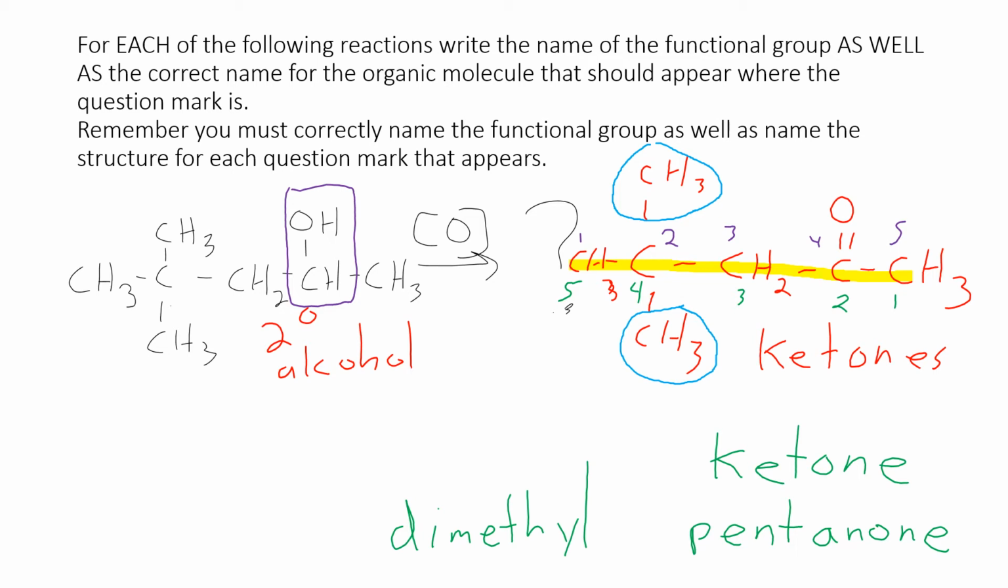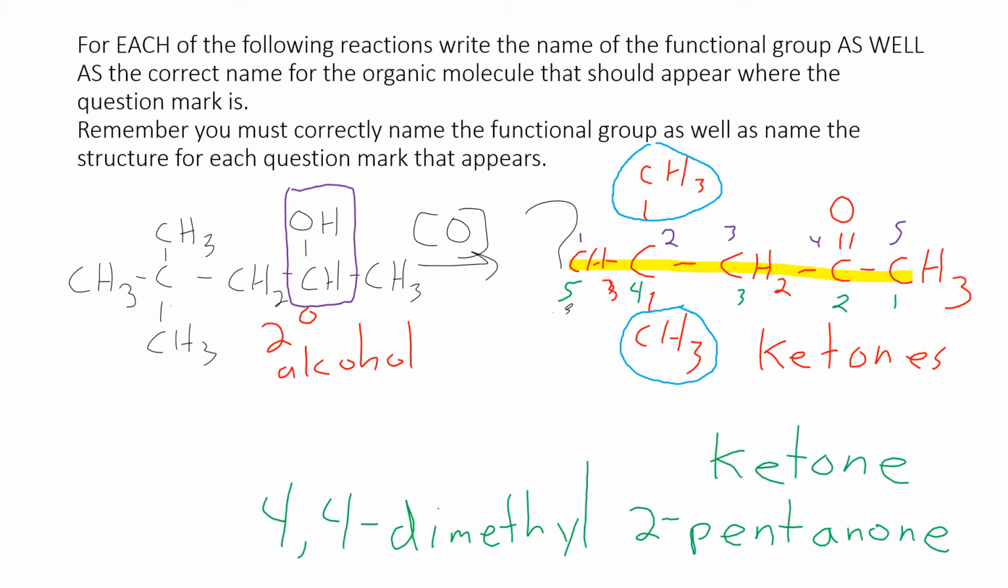Now using that green numbering system, what do I have? I have both branches at position 4. So I would have 4,4-dimethyl. And then where's the functional group at? The ketone's at position 2. So I would have 4,4-dimethyl-2-pentanone as my name.